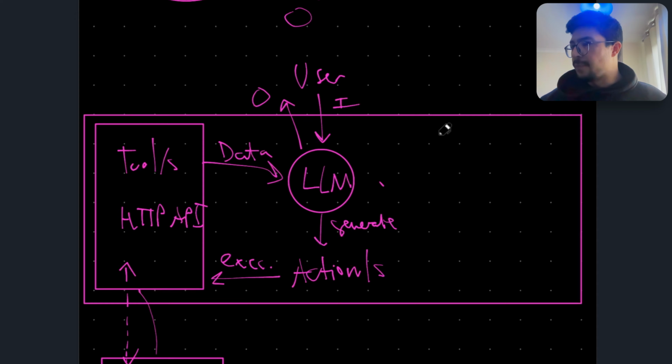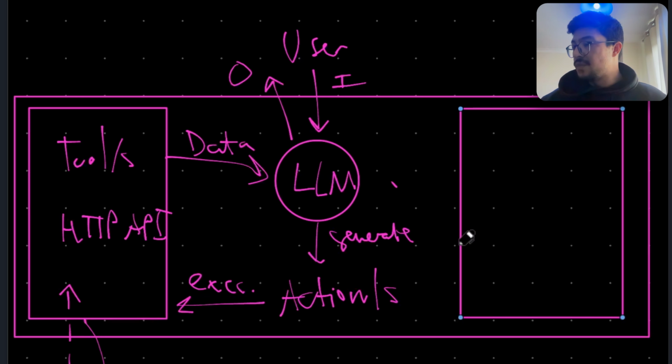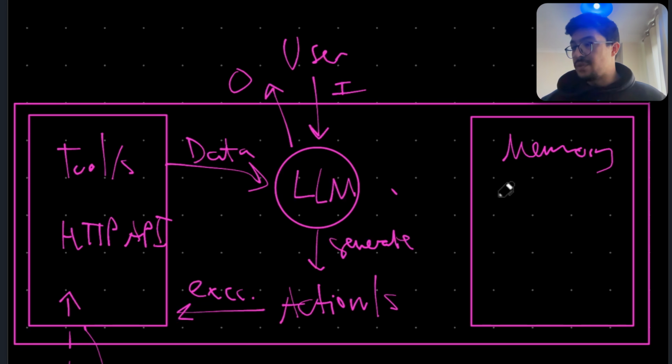But we're missing something. We're missing the memory element. We need this memory element so that the agent is able to improve over time. So the memory usually tends to hold a set of past interactions between the user and the LLM. So where can we store this conversation memory in this case? We can store it in RAM.